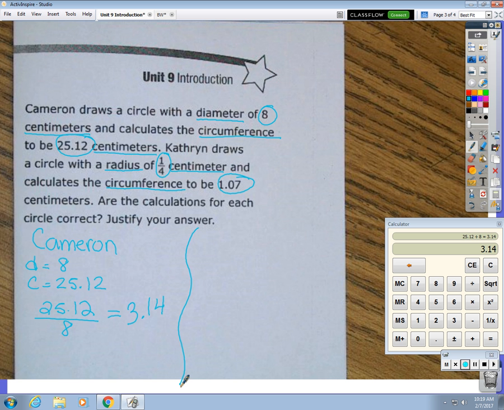Okay. So we know Cameron's correct. Cameron's good. Yay, Cameron. Good job, Candy. Let's check out Catherine. Catherine has a radius of 1/4 and a circumference of 1.07.